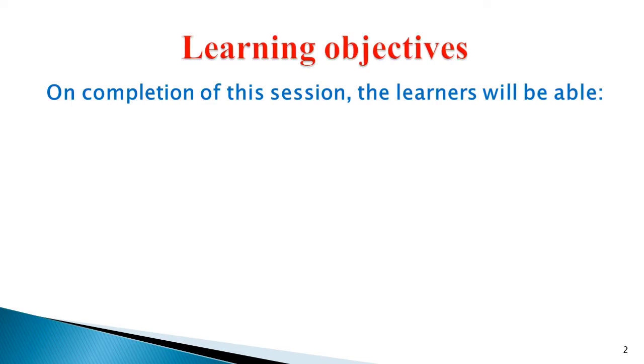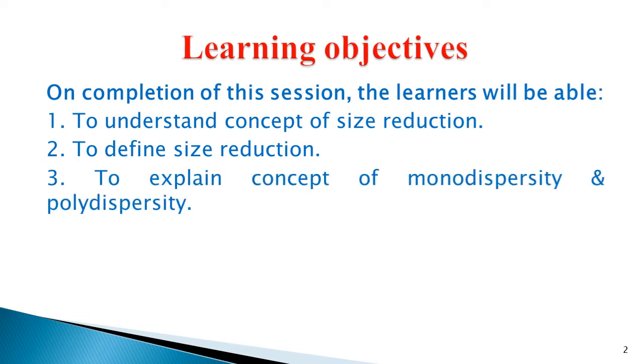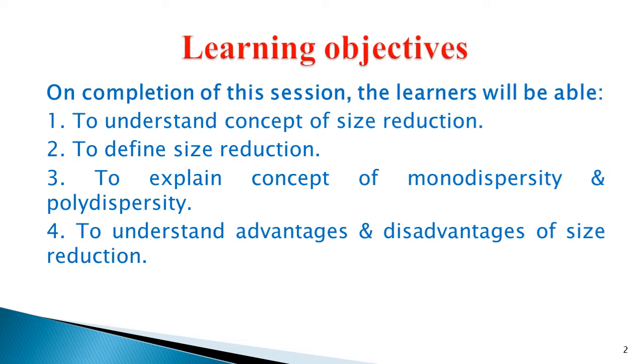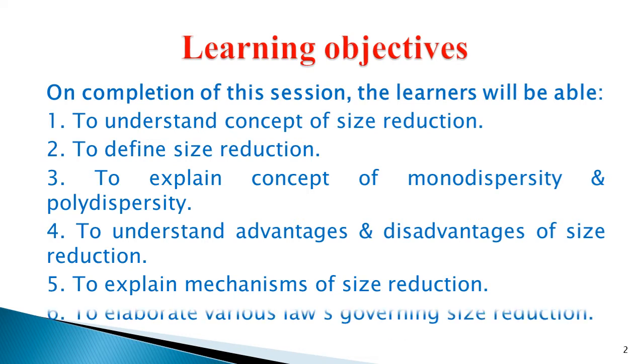Upon completion of this session, the learners or students will be able to understand the concept of size reduction. Then the learners will be able to define the term size reduction. Then we will be able to explain the concept of monodispersity and polydispersity. Then we will be able to understand the advantages and disadvantages associated with size reduction. Then we will be able to explain the mechanisms of size reduction, and we will be able to elaborate various laws governing size reduction.